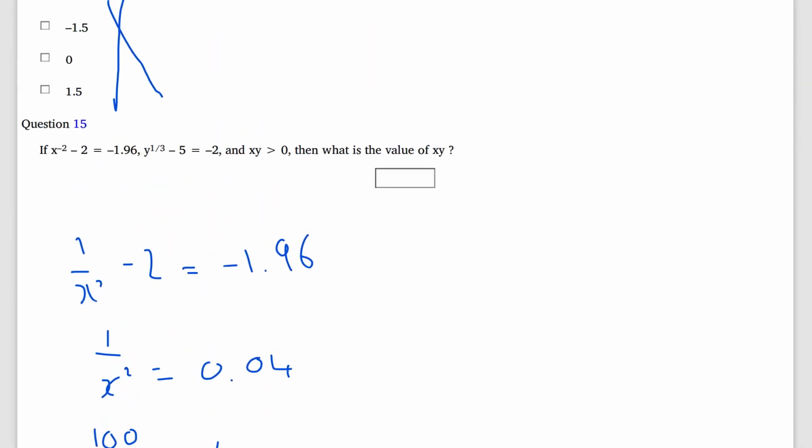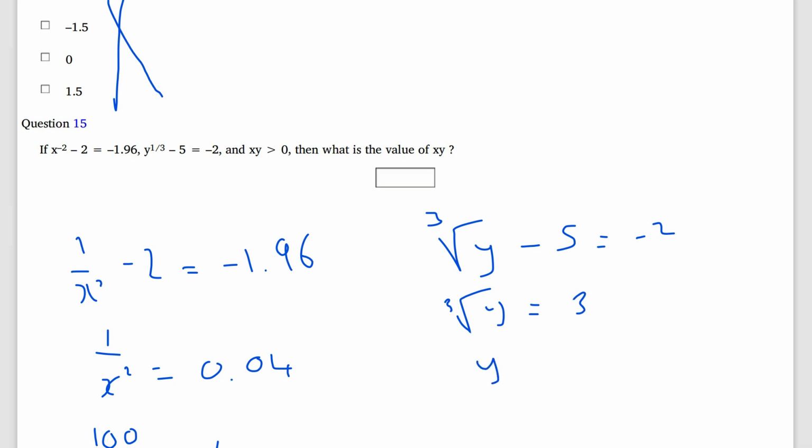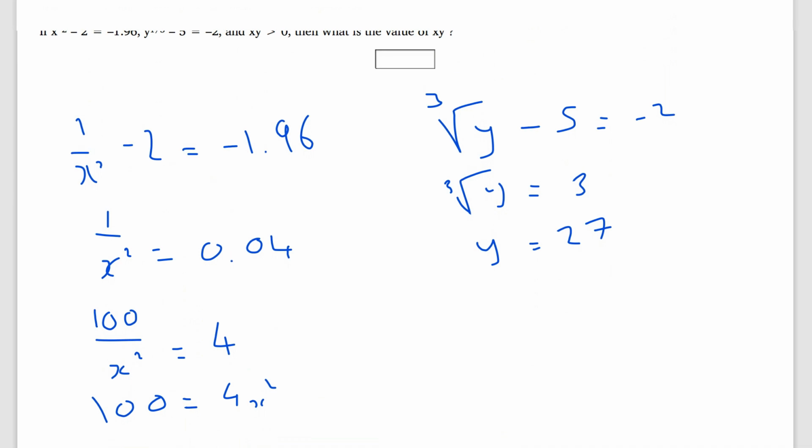Okay, now let's solve the other one. Y to the power of a third. I've done an exponent video for you to check out if you don't know what to do, but y to the power of a third means the cube root of y. The cube root of y minus 5 equals -2. Add 5 to both sides, of course, and we get the cube root of y equals 3. And how do we get rid of cube root? We cube. So y equals the cube of 3, which is 27. Okay, so y is 27 and x is 5 or -5.